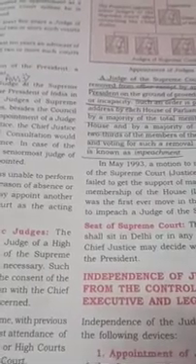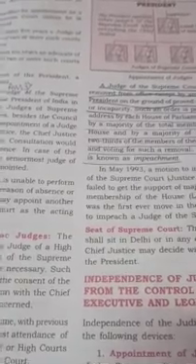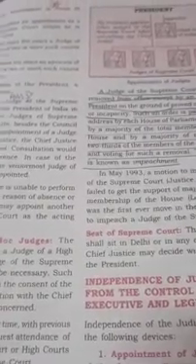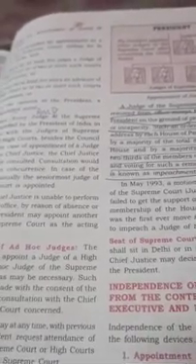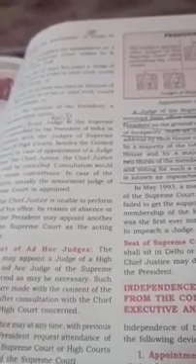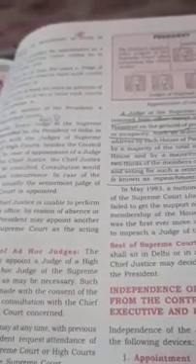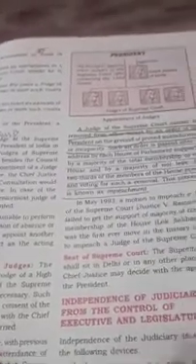Please remember, a judge may resign his office by submitting his resignation letter to the President, or if he is proved guilty on the ground of misbehavior or incapacity, he can be removed by the process of impeachment. Clear? Now, in this video, we are just doing those topics only which are in your syllabus. All topics we are not covering.